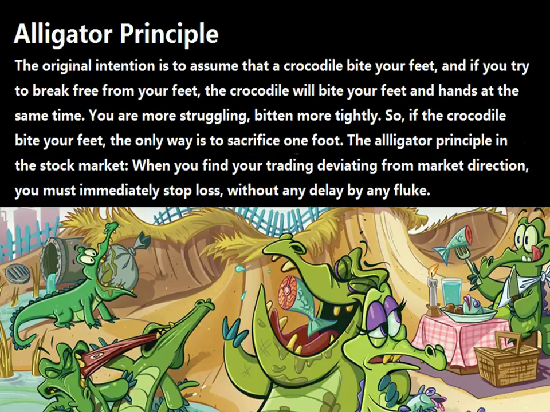So what's that meaning? If we know how the crocodile eats food, then we know how to use this principle in the stock market. If we buy at the wrong point, if we buy in the downtrend or sell in the uptrend, it's deviating from the market condition, market direction. So we must immediately stop loss without any delay. So this is the alligator principle. If we use this principle in our trading, we should remember, follow the market direction. This is important for us.